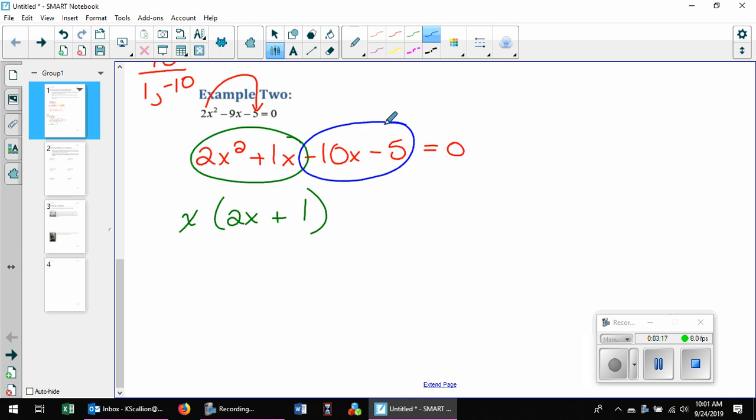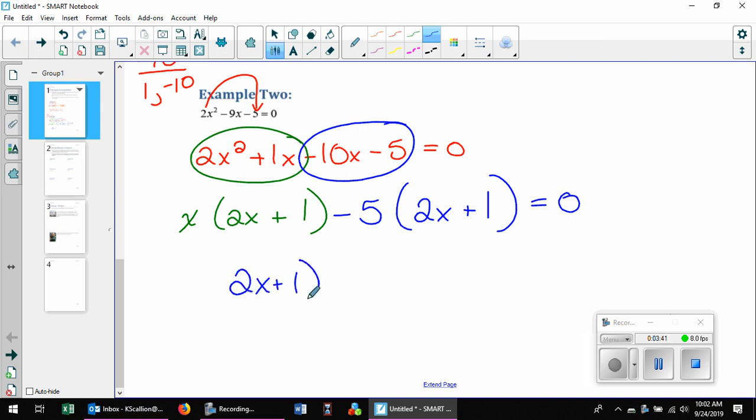Negative 10x minus 5, what am I factoring out? I'm going to take out negative 5, so I'm left with 2x plus 1, because I took out that whole term, right? So I have to leave the 1 behind, and I need my equals 0. These have to be the exact same, and they are. I would like to write the one that shares first. So those are gone, and what's left? x minus 5 equals 0.